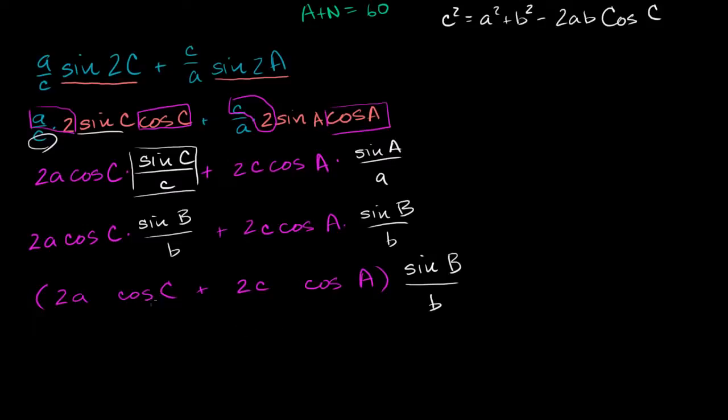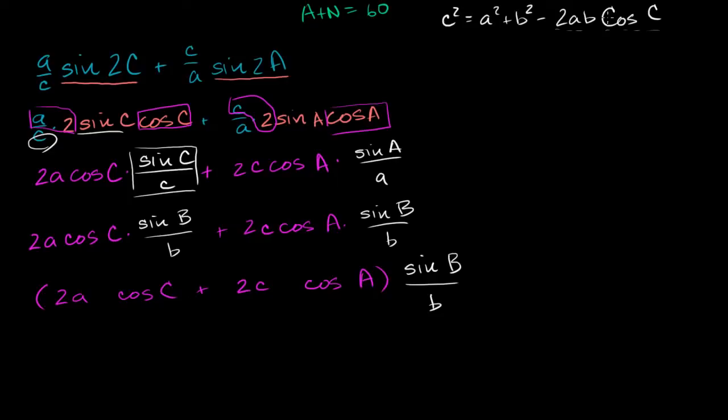Well, if you look over here, we have 2a cosine of c, 2c cosine of a. It's starting to look pretty darn close. Each of these terms looks pretty darn close to this part of the law of cosines over there. And actually, let's solve for that part of the law of cosines to see what we could do.